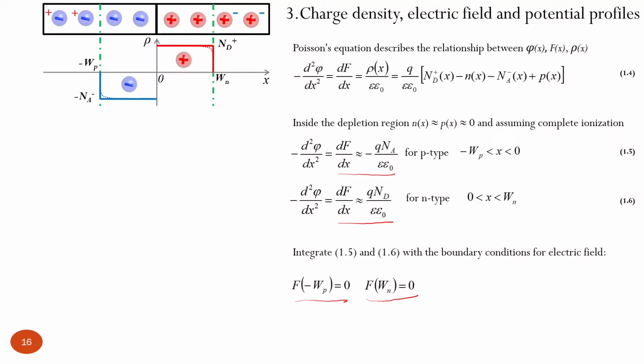So why? Because beyond the depletion region we don't have any space charge. We are already in the neutral region. If we don't have space charge, there is no electric field. So that's why this is the origin for these boundary conditions.